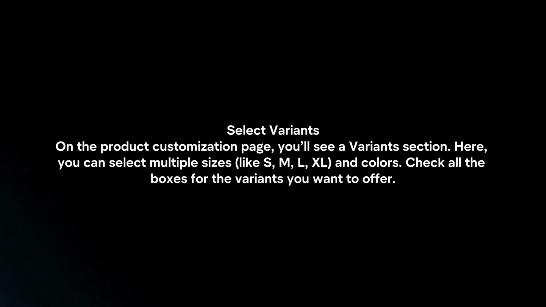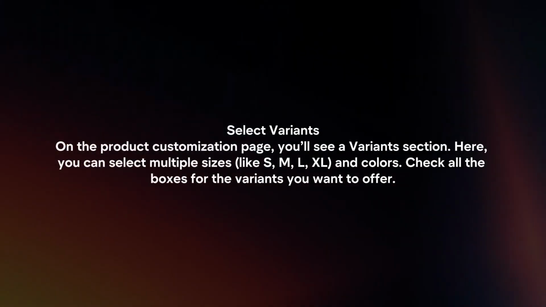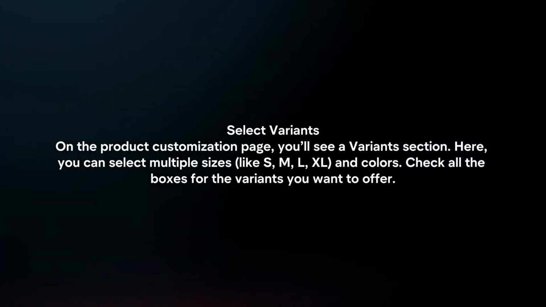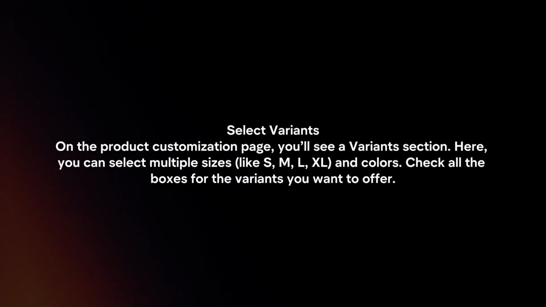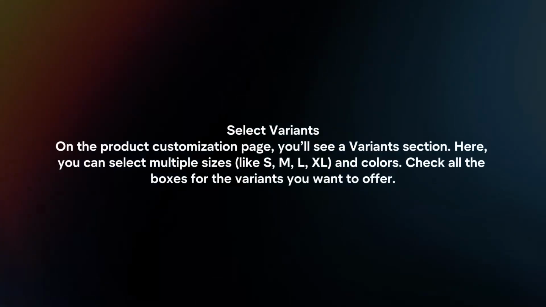Select Variants. On the product customization page, you will see a Variant section. Here, you can select multiple sizes and colors. Check all the boxes for the variants you want to offer.